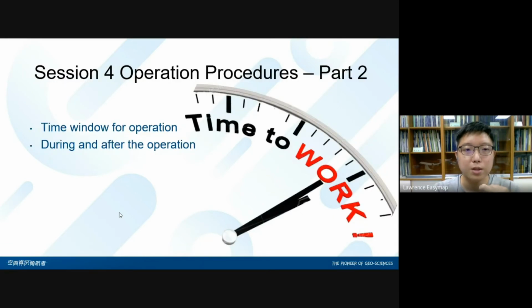Okay, so session 4 is simply part 2 of the operation procedure. I will talk about the time window for operation. Of course, we have plenty of time during the day, from sunrise to sunset, but normally it is not all the time that we can operate in the daytime. There are some restrictions. So what is the time window for the operation? What is your consideration is very important. And also some of the concerns during and after the operation.